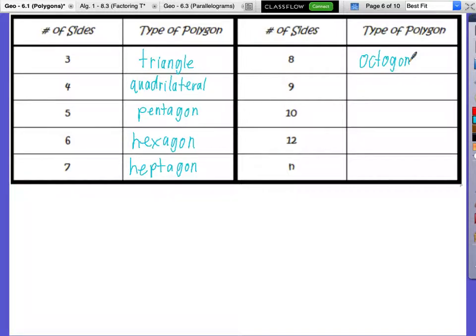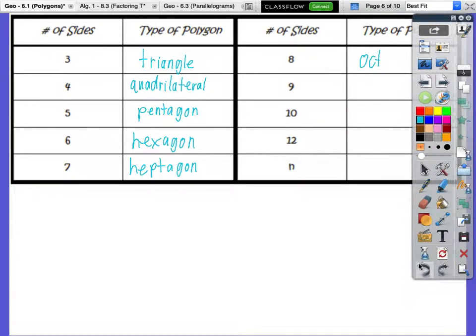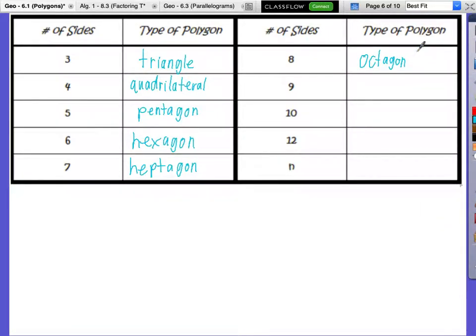Can we just put stop sign? Excuse me. Is that an O or an A? It's supposed to be an A. And I wrote O, and I'm like, that's not right. That looks really odd. My handwriting was really bad. You should see mine. Octagon. 9 is called a nonagon.